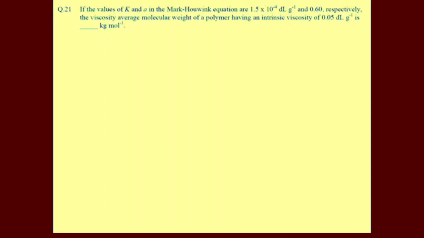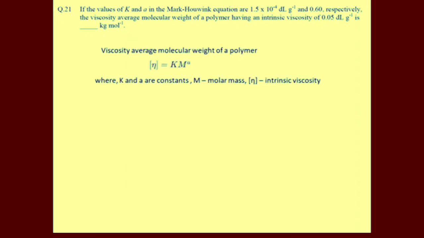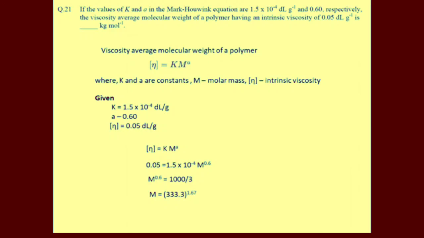In question 21, we need to calculate viscosity average molecular weight of the polymer. The viscosity average molecular weight of the polymer can be represented by this simple equation. As constants K and a are given, also values of intrinsic viscosity are given. So we can simply put these values in the equation and calculate the molecular weight. After simplification, we find that viscosity average molecular weight of the polymer is 16.3 kg per mole.